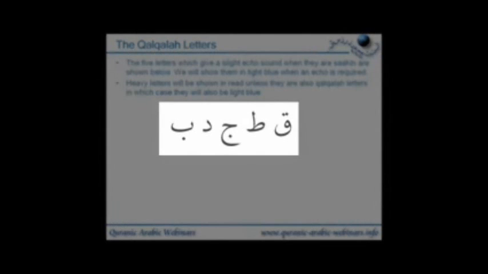These five letters then are the ones that are known as the qalqala letters, or the echo letters, and you can just remember them as qa, ta, ja, da, ba. So an easy way to remember it is simply qa, ta, ja, da, ba. Okay, so that's the qaf, the ta, jim, dal, ba, but it's easier to remember qa, ta, ja, da, ba.